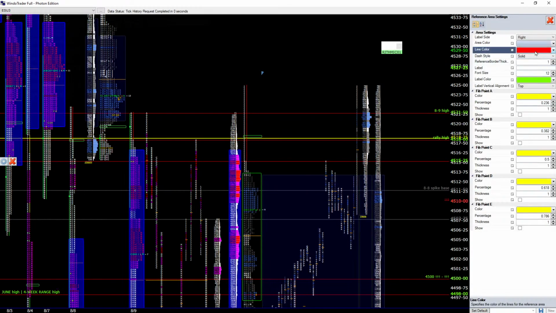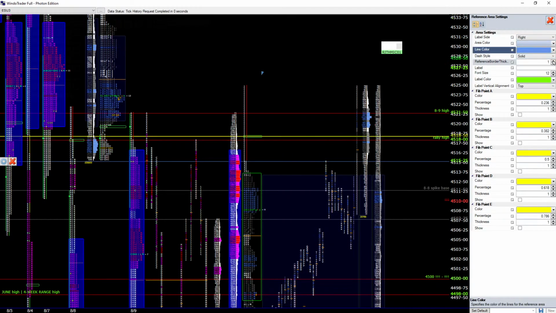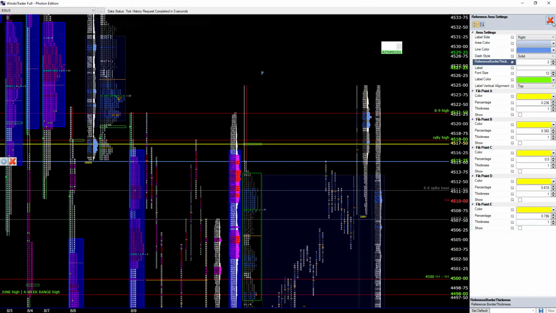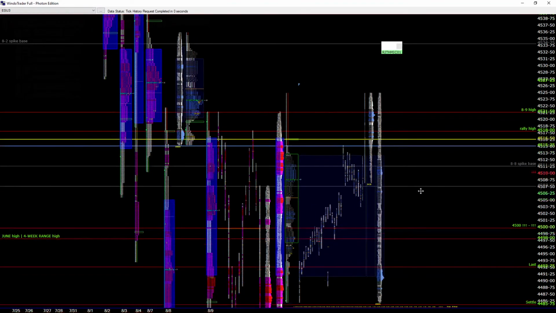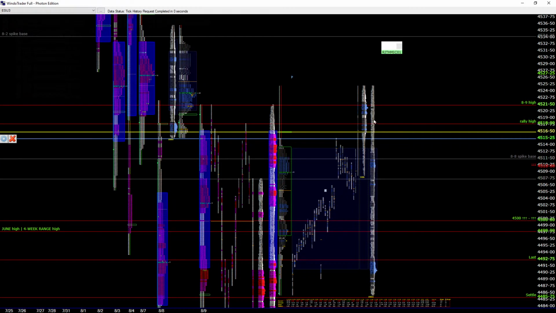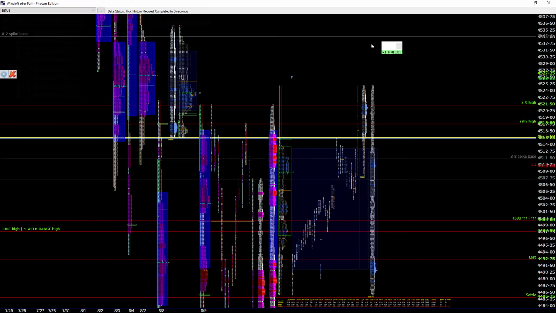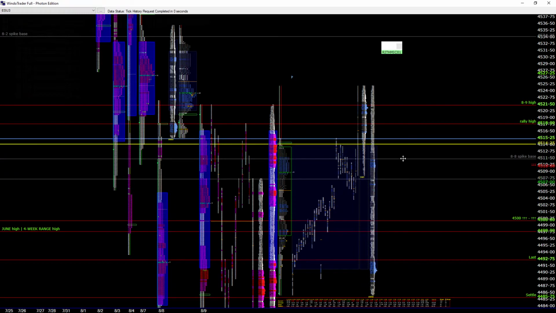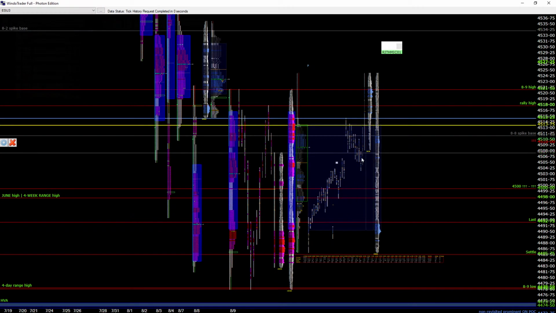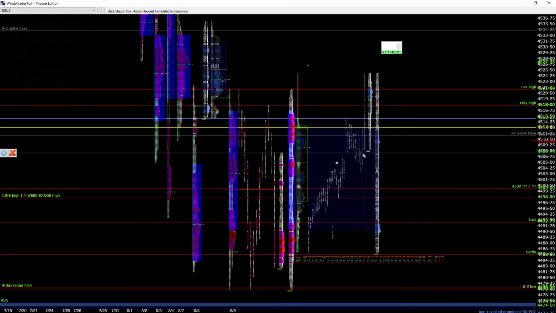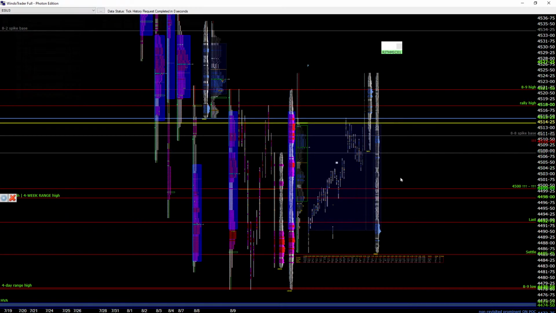Let's put this one on blue. The most positive reaction would be the market opening above this spike, up somewhere up here. The most negative reaction would be the market opening below the spike, somewhere down here or down here.